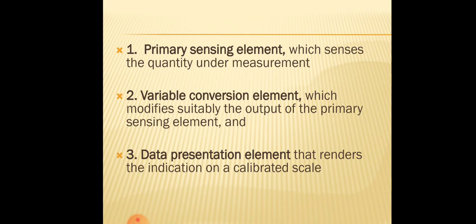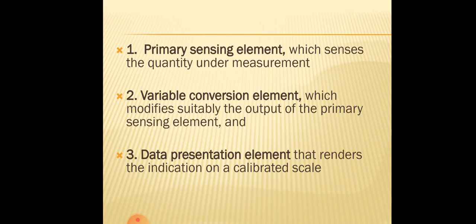Then the second one is the variable conversion element, which modifies suitably the output of the primary sensing element. Means the output from the primary sensing element is taken by the variable conversion element, then it modifies it into a suitable output form. So this is the function of the variable conversion element. And the third one is the data presentation element, that renders the indication on a calibrated scale. Means it will show us the output, or it will represent the output on the display element. These are the basic three steps that are followed by the instrumentation system.